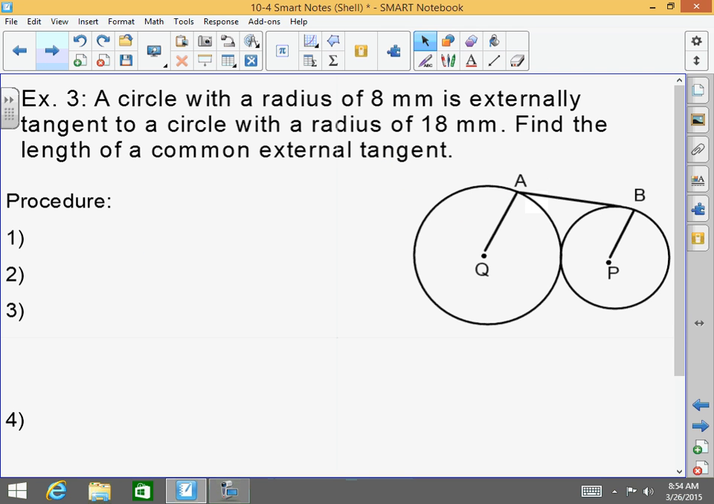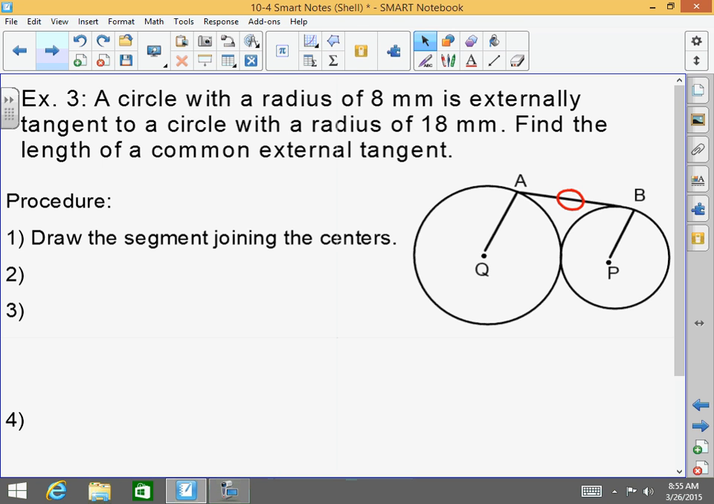Okay. A circle with a radius of 8 millimeters is externally tangent to a circle with a radius of 18 millimeters. Find the length of the common external tangent. So what I'm trying to find here is AB. I want to find the length of AB. Whenever you're given a problem like this, guys, there is a procedure that you always want to follow. So let's go through the procedure.